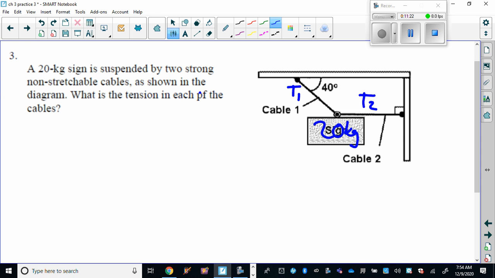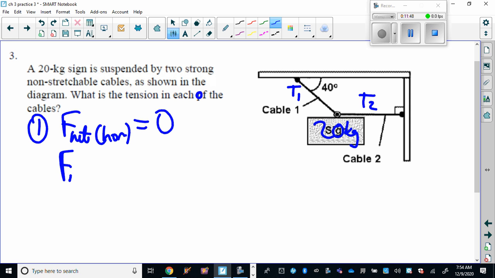Oh, another typo. Look at that. What is the tension in each of the cables? Okay, so first of all, we have to acknowledge that the sign is not accelerating up or down. So therefore, the net force horizontally equals 0, and the net force vertically equals 0. So let's start from there. The net force on both of them is 0.